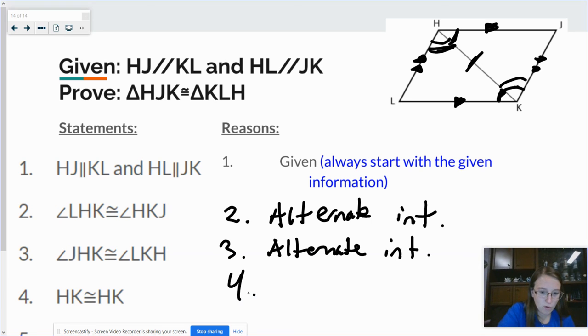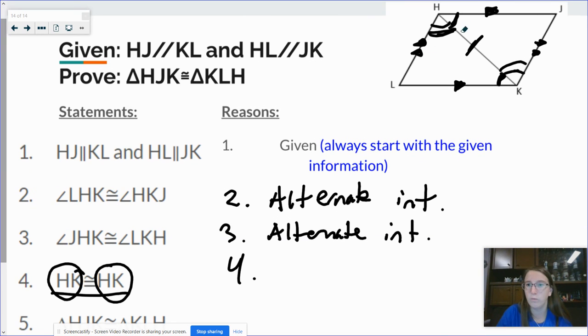Okay, let's look at statement 4. So we read the statement, we looked at the picture. It says HK congruent to HK. Little hint here. Even if you don't look at the picture, the reason for this will always be the same thing. If you have the same thing on both sides, why were we allowed to mark this congruent to itself? Reflection property. You are congruent to your reflection.